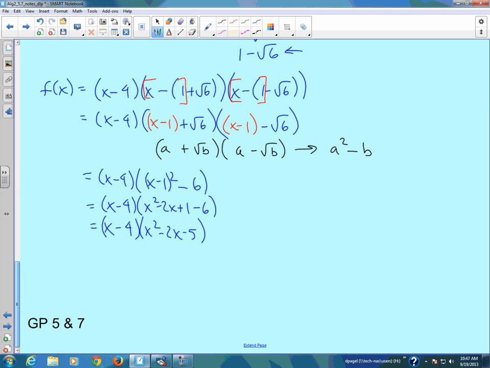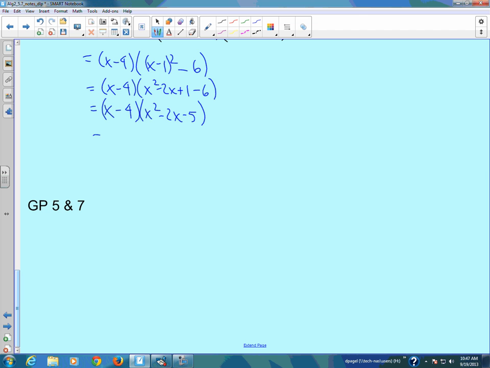Do all of my distributive stuff here. X to the third minus 2x squared minus 5x minus 4x squared plus 8x plus 20. And we finally get our polynomial written in expanded form: x cubed minus 6x squared plus 3x plus 20.